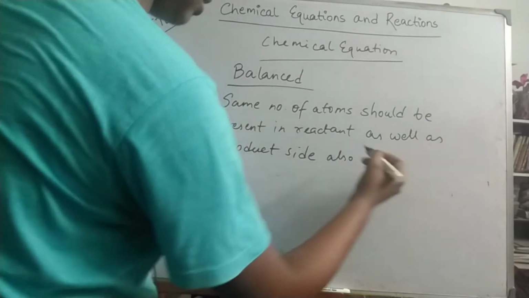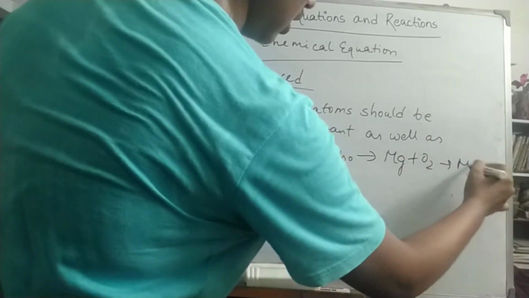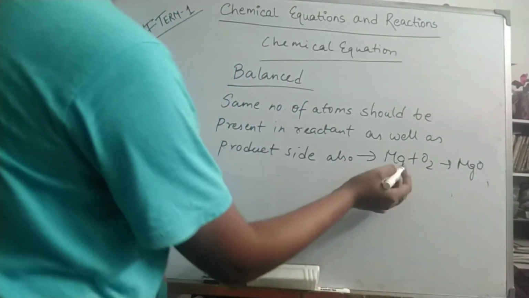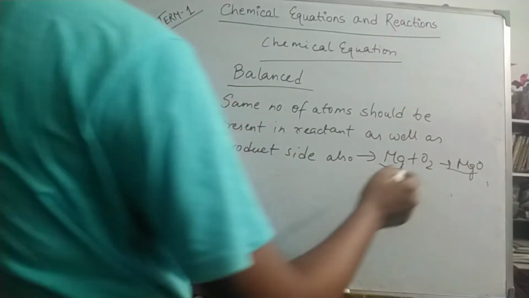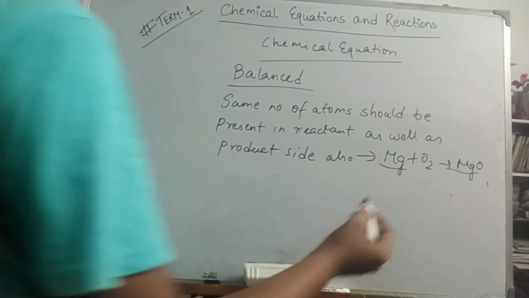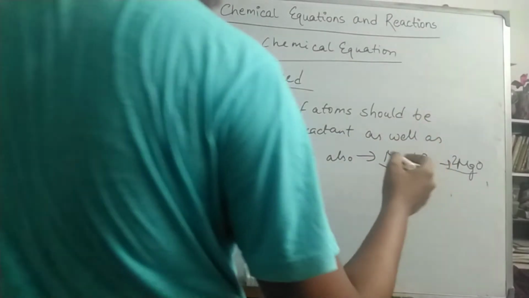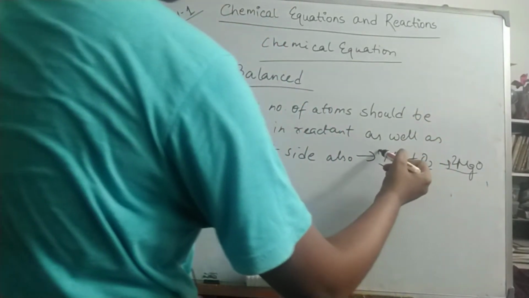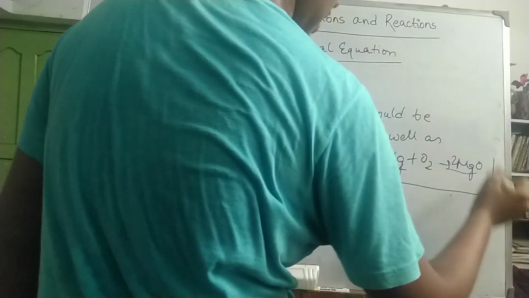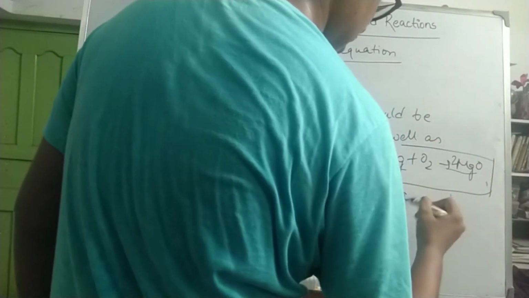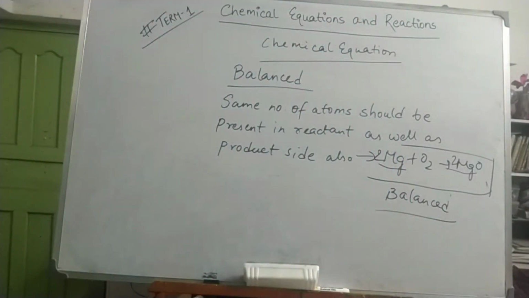Suppose I have given that example, Mg plus O2 gives MgO. Now here Mg is the same: Mg on the left-hand side is 1, here also it is 1. Oxygen here is 2, here only 1. So if I give 2 here, then magnesium will also become 2. So if I give 2 here also, then it will be balanced. Now this is a balanced chemical equation.